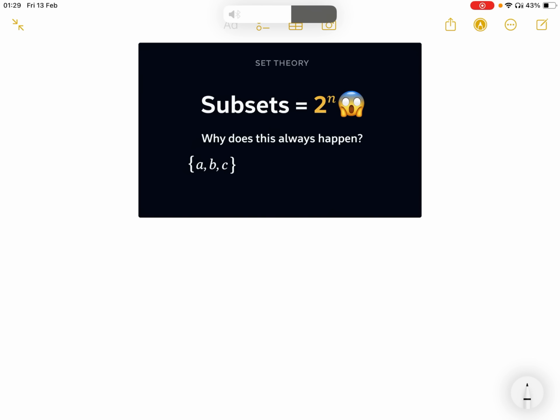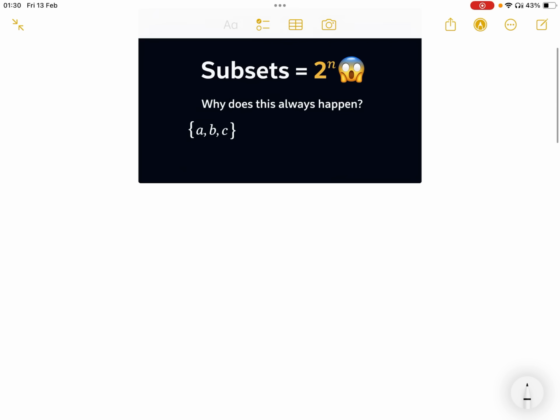Look at the screen. Have you ever wondered why subsets are always expressed in terms of powers of 2? For example, let's say set A is having two elements, A and B.